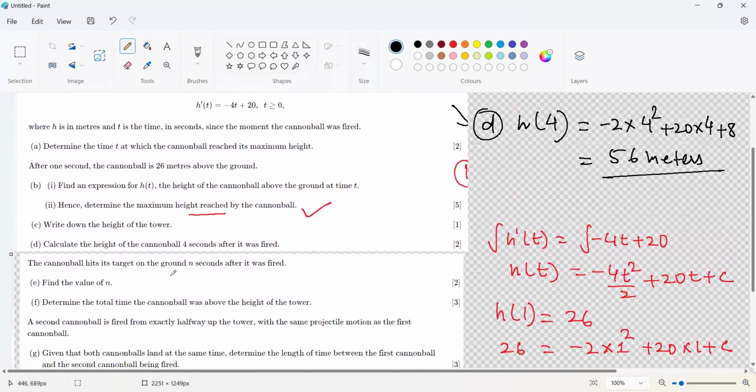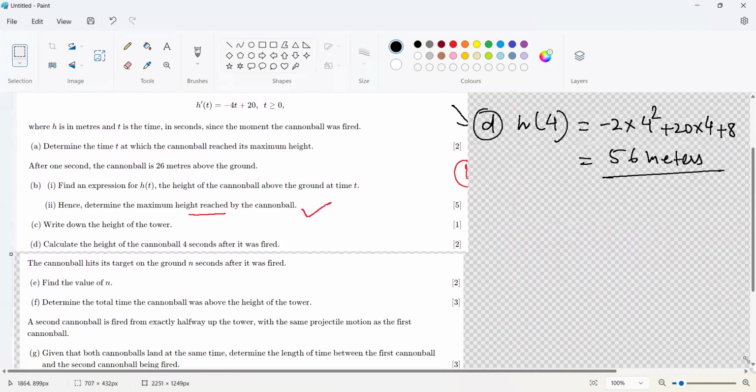The cannonball hits its target on the ground n seconds after it was fired. Find the value of n. Hits the ground, what does it mean? My height is 0 there. So h(n) equals 0.